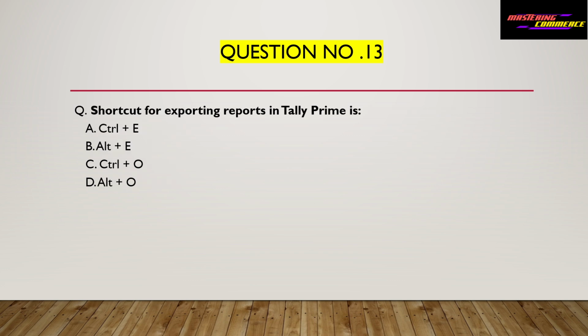Question number 13: The shortcut for exporting reports in TallyPrime is Control plus E, Alt plus E, Control plus O, Alt plus O. So here the correct answer is A, Control plus E. Question number 14: Which voucher is used to record accrued expenses? Payment, receipt, journal, contra. So here the correct answer is C, journal voucher.